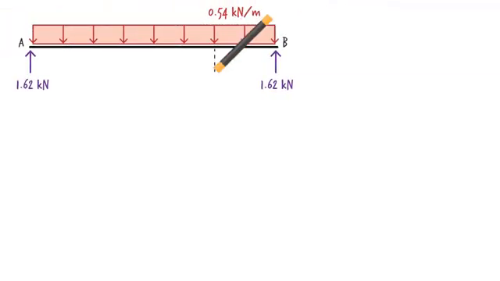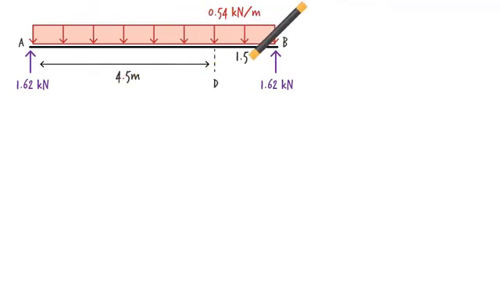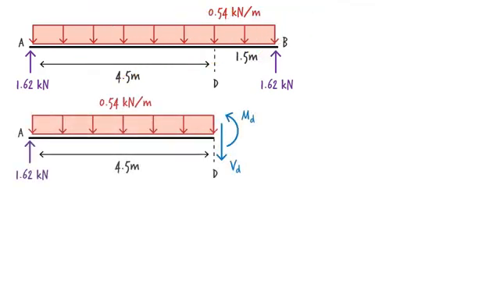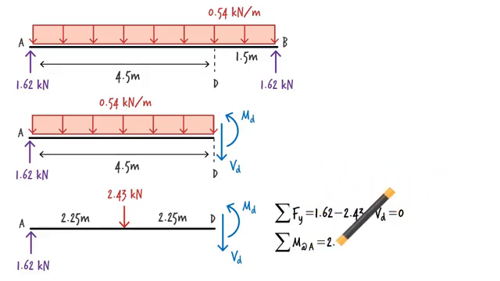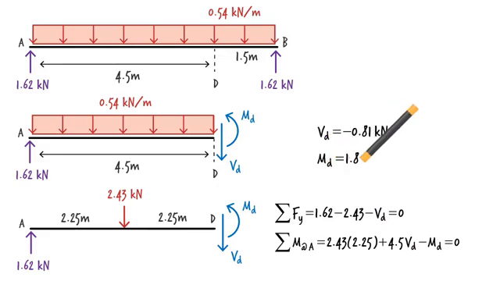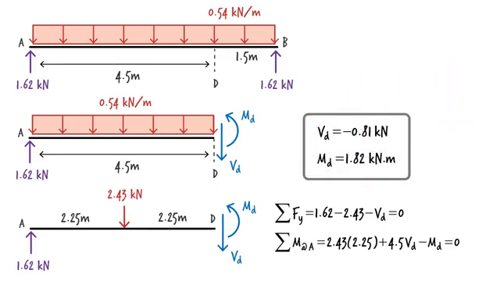We can determine the shear and moment at D in a similar manner. Here is the free body diagram of the left segment of the beam after cutting the beam at point D. Here is the free body diagram after replacing the distributed load with its equivalent concentrated load. And here are the equilibrium equations. Solving them for the unknowns, we get negative 0.81 kilonewton for the magnitude of the shear force and positive 1.82 kilonewton meters for the bending moment at D.